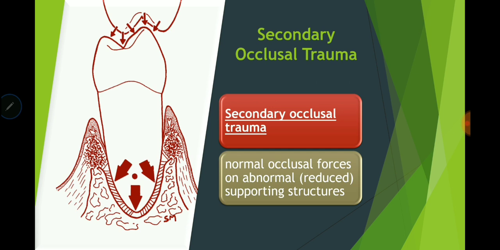So the secondary occlusal trauma is normal occlusal forces on abnormal or reduced structural support. Reduced supporting structures. You can see here the CEJ, you have some gingival recession, because this part of the root is exposed and there's no gingiva. This means that you end up having secondary occlusal trauma, meaning the primary problem here is gingival recession. The secondary problem is going to be occlusal trauma, or secondary occlusal trauma, due to reduced periodontium.